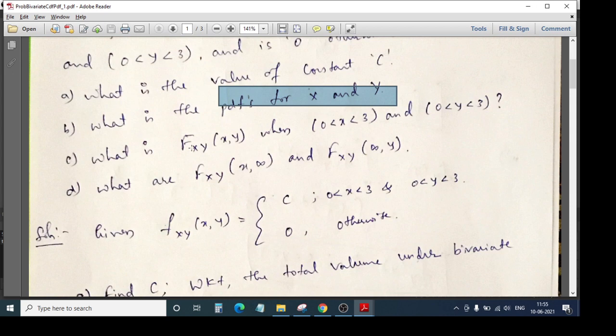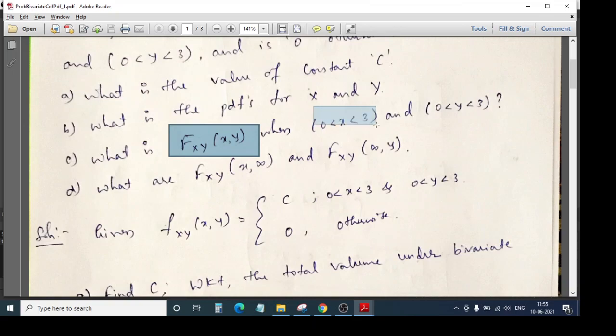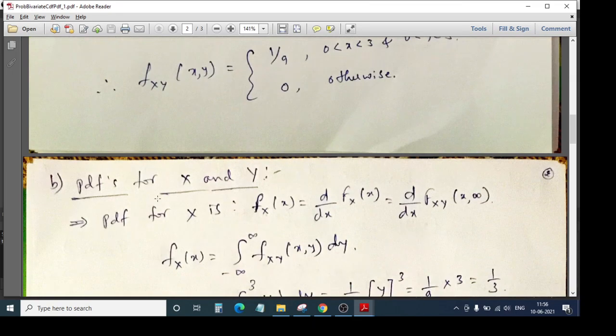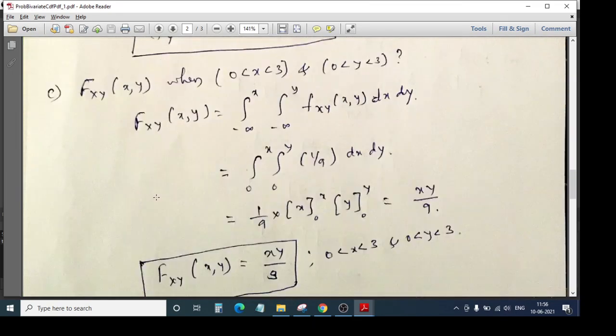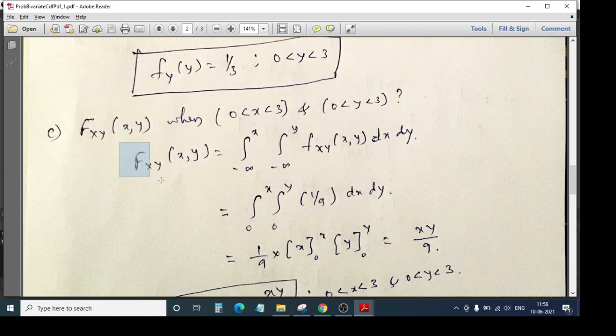Next, we will try to find our next very important thing, which is the CDF. So we will be finding the CDF now, in this range again. So we will go to that now. So the CDF Fxy of x comma y, we know the definition. It is nothing but the integral from minus infinity to x and minus infinity to y of the PDF with respect to dx and dy.